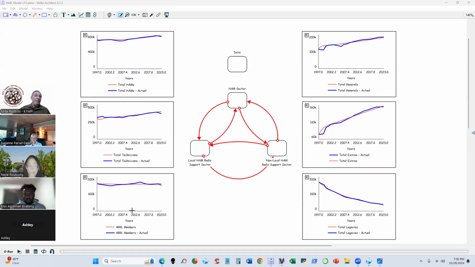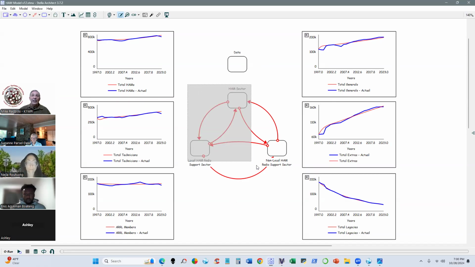And then here's membership in the ARRL. That's the National Organization for Ham Radio, the American Radio Relay League. So you can see they gave me the data and I was able to fit the model to the data. We haven't gotten into calibration yet, but I calibrated the model to the data. But we're talking now about, or we're supposed to be talking about coflows.